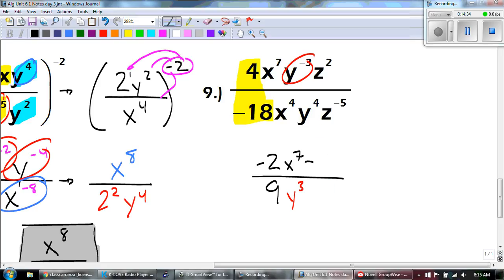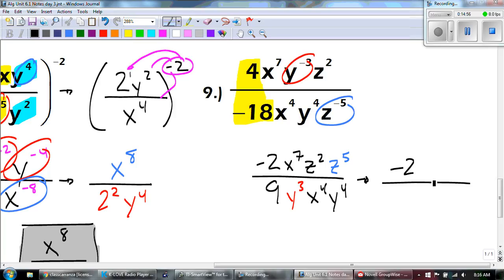And my z stays. Let's see, x to the 4th stays. Y to the 4th stays. And then if it's already on the bottom, I need to bring it to the top. And then I can go into my final answer, okay?